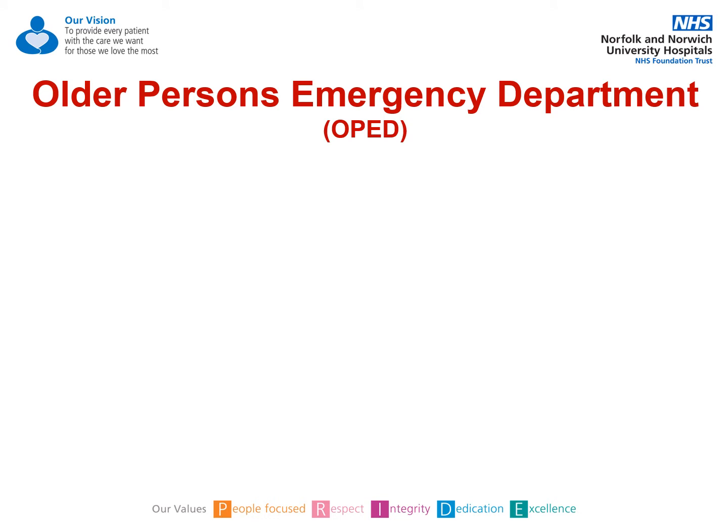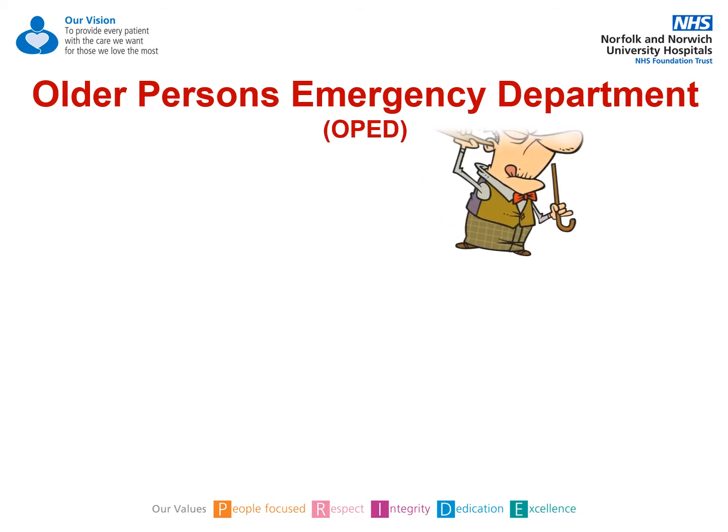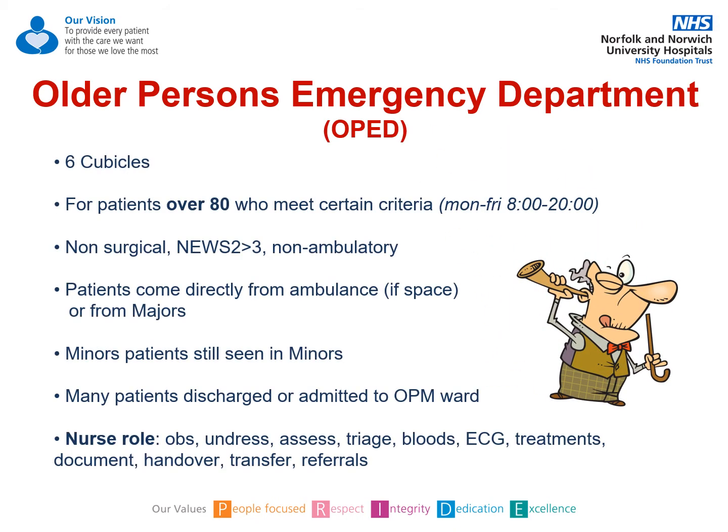So OPED, which I did mention right at the beginning, it stands for Older Persons Emergency Department, which is not operational at the moment due to COVID, but usually 6 cubicles, which is for patients who are over 80 and meet a certain criteria. So that is that they're not surgical patients, so no fractures or anything like that. Their NNUH 2 score is less than 3, and that they need to be in a bed basically, so they're not ambulatory.